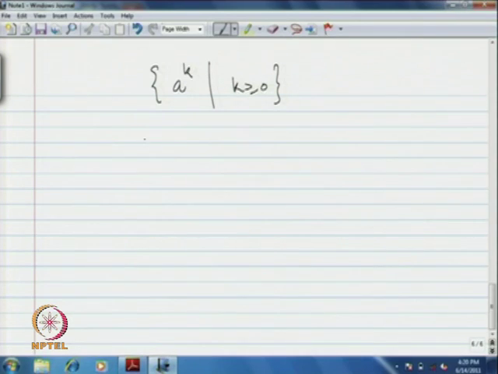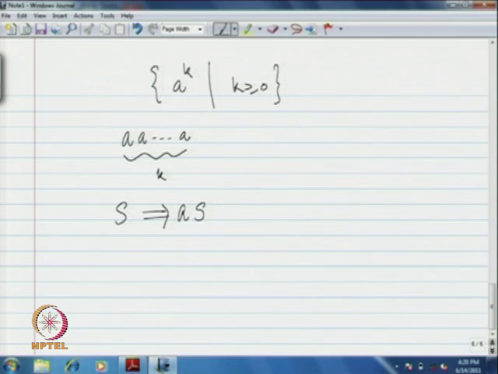So, a typical string in this has k a's, it can be the empty string, 2 a's, 3 a's, and so on, a power k. Now, for this purpose, anyway, you require one non-terminal symbol as a start symbol. Let me call it S, as I said. I have to derive a, so let me take a, and I should be able to further continue.